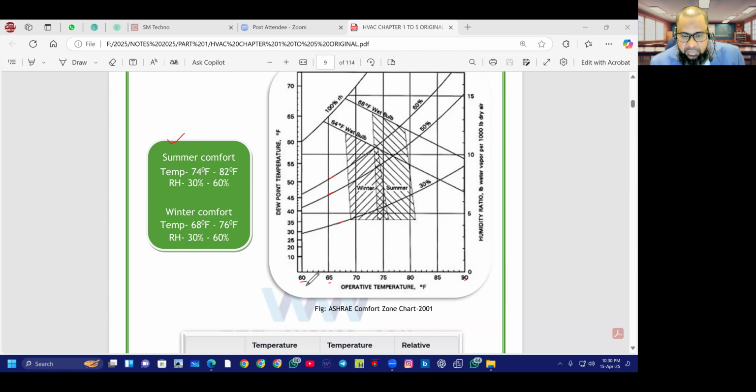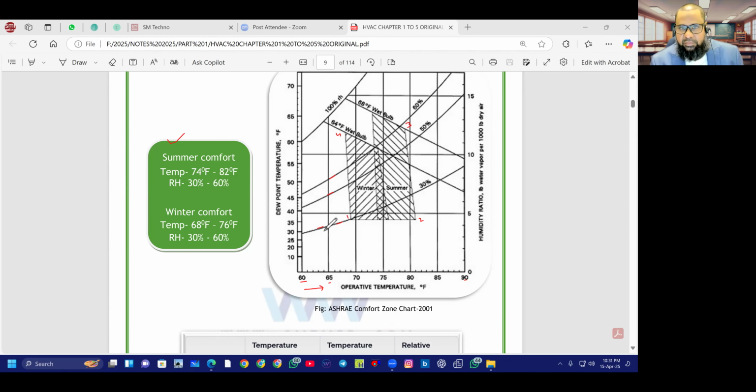Now you see this hatching portion. I'm just writing the points: say point 1, 2, 3, 4. This hatching portion refers to the comfort condition for summer and winter. The increase in the x direction is for temperature, and this curved line represents RH. And remember, for human comfort, the two major parameters are temperature and RH, relative humidity.